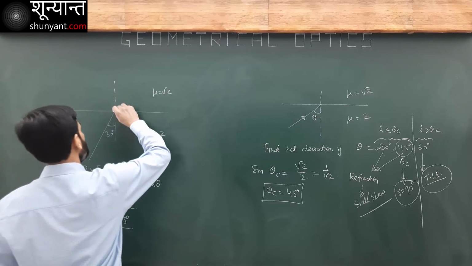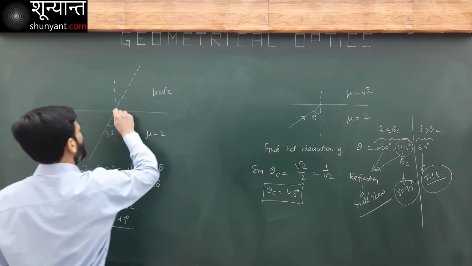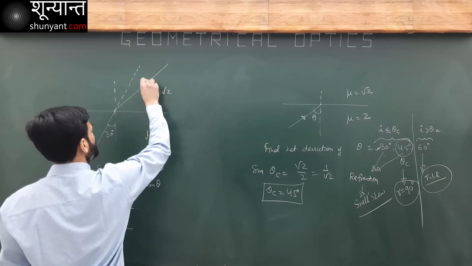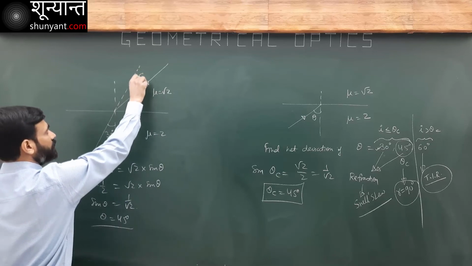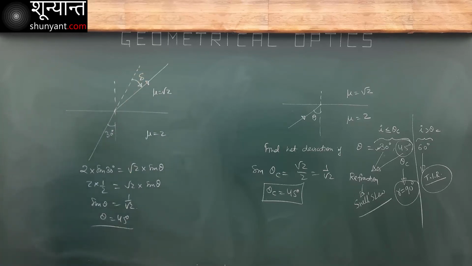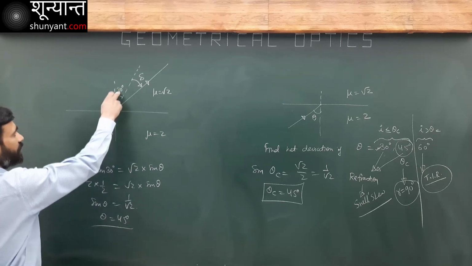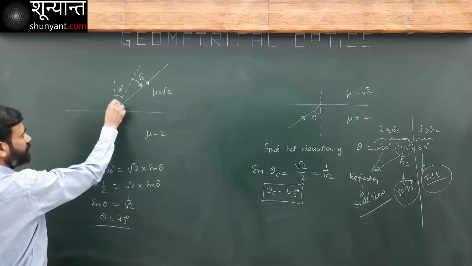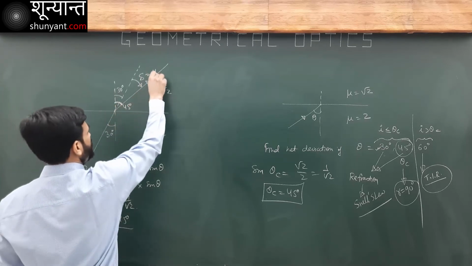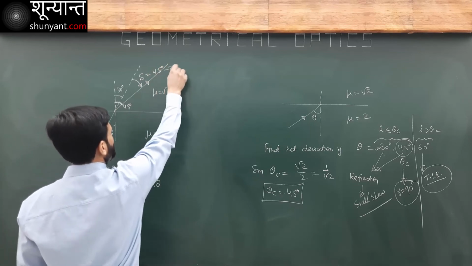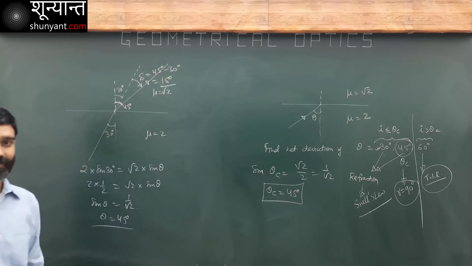So this is my original direction. Now it bends away from the normal and goes like this. This is the deviation, that's what I want to find out. This angle here is 30, and this angle we just calculated is 45. What is the deviation? 45 minus 30, it is 15 degrees. That's how we do it.